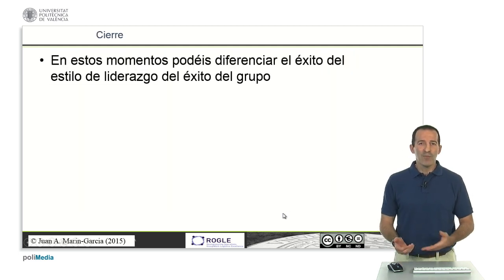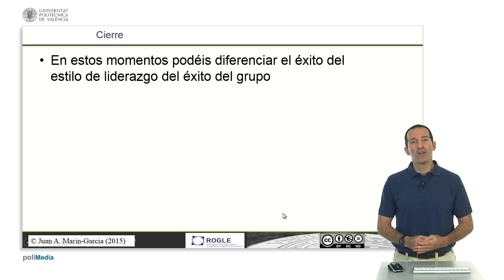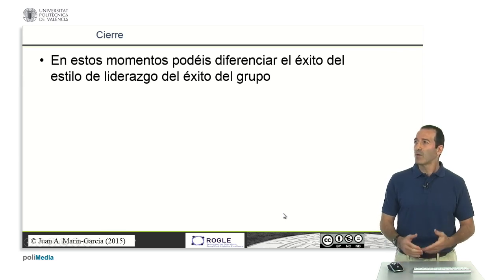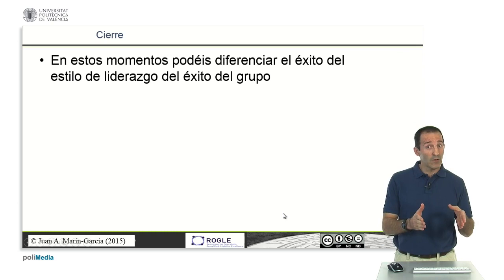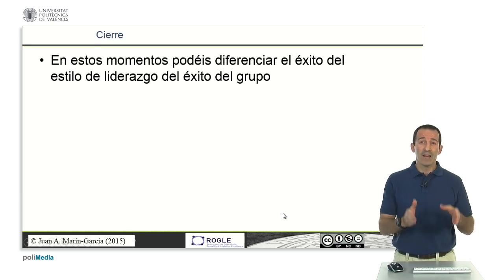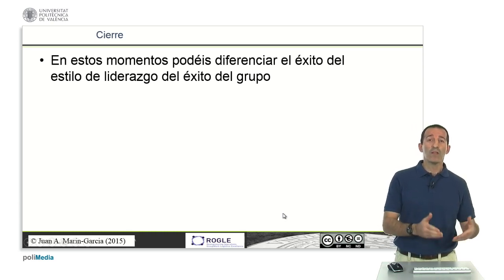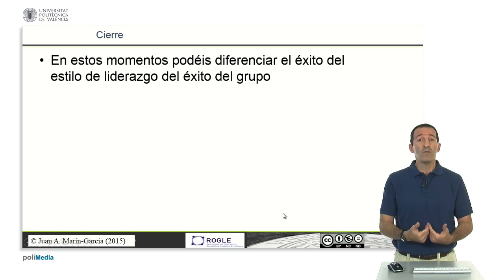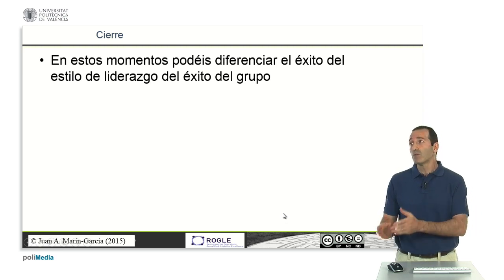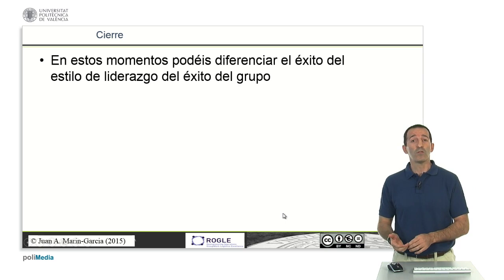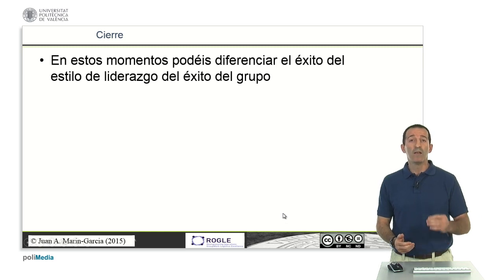I believe that after these three examples and the initial description I have provided, you are in a position to differentiate what success in leadership style is, that is, having the ability to influence people's behavior in the way you decided, and differentiate this from the success or results of the group, which are things that sometimes happen or don't happen regardless of the success or failure you have had in exercising your leadership style.